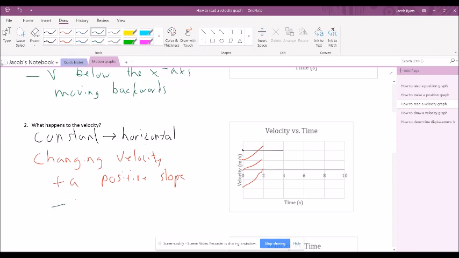And obviously our other option is going to be negative acceleration, which means our velocity is decreasing. So it is going to have a negative slope.